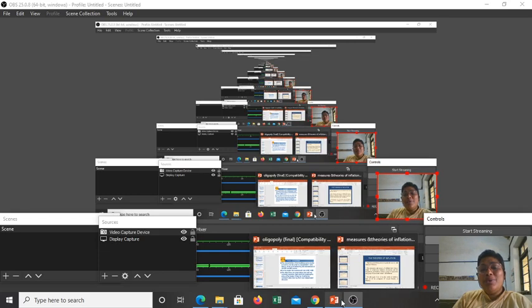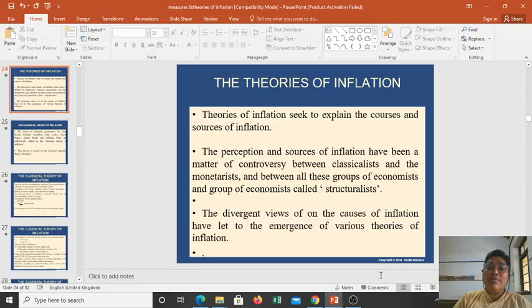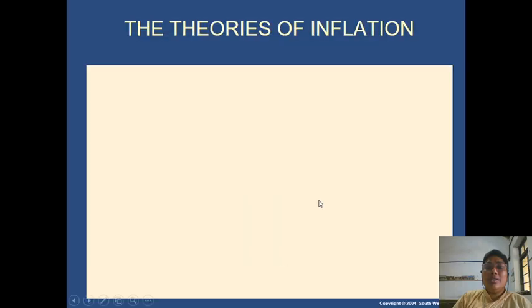Hello dear students, we are going to learn today the different theories of inflation. Okay, the different theories of inflation. We have already discussed what the different theories of inflation are in a broad manner, and now we are going to see the intricacies or the details of these theories of inflation.